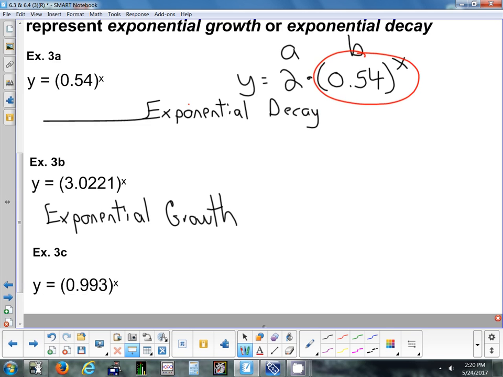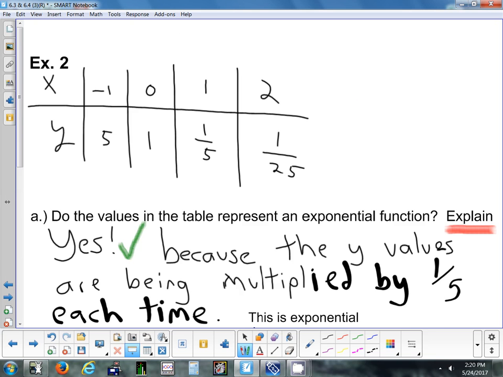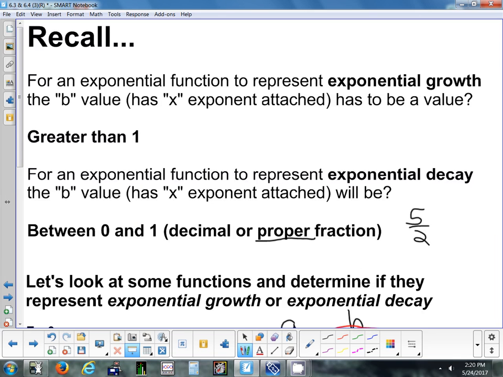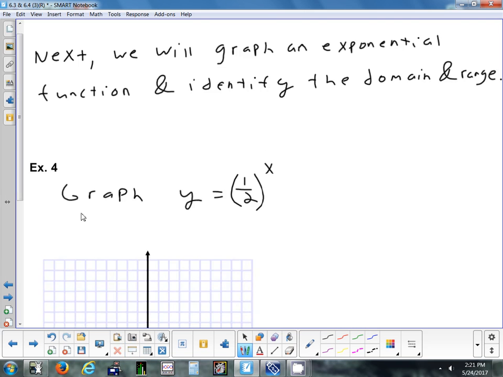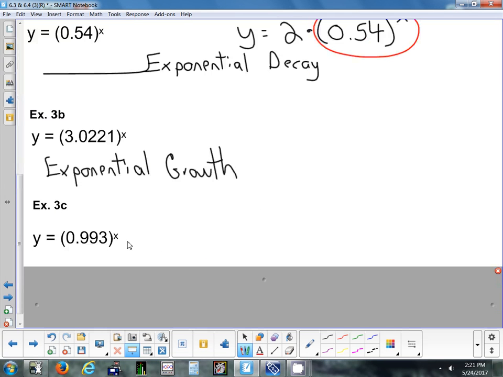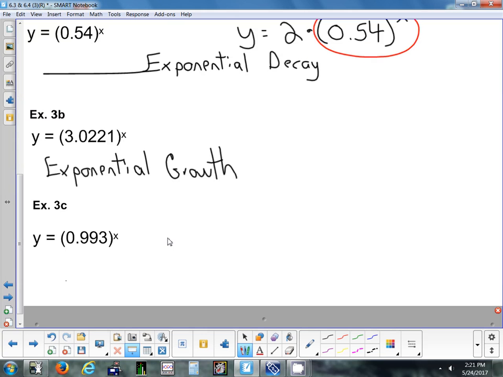So let's reflect, look at your notes. What are the rules for growth and decay? If it's greater than 1, it's going to be what, guys? If it's between 0 and 1, it's going to be what? What range of numbers is that between? Is that greater than 1 or between 0 and 1? Between 0 and 1, so it's going to be what? Okay. All right? So this is going to be exponential decay. All right, that'll be exponential decay.